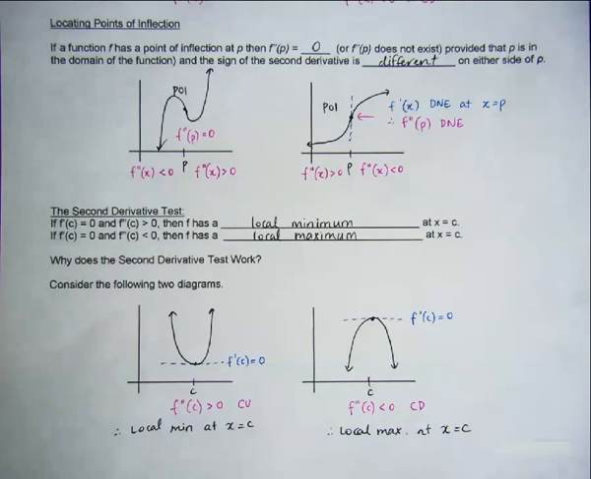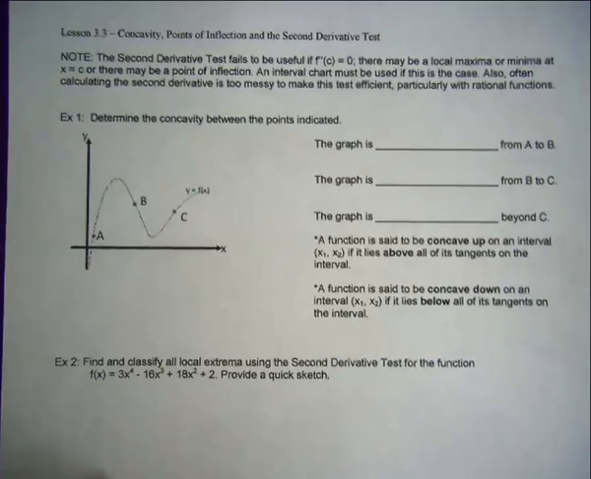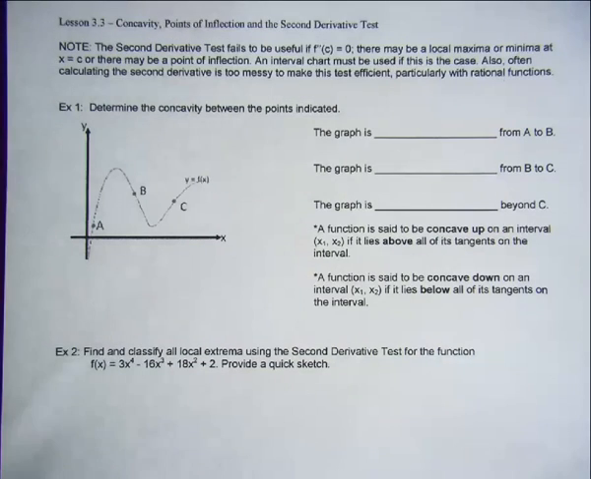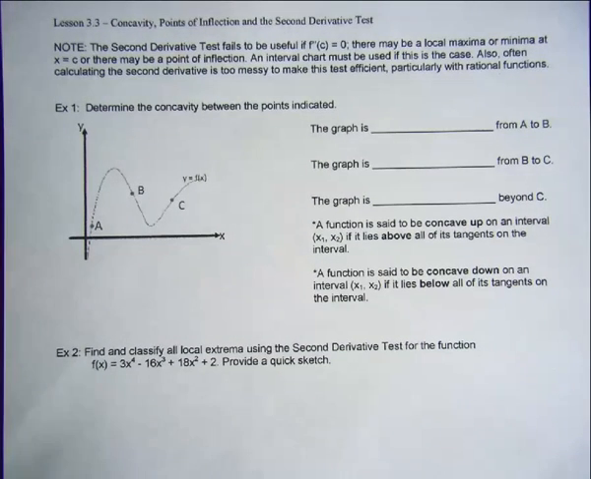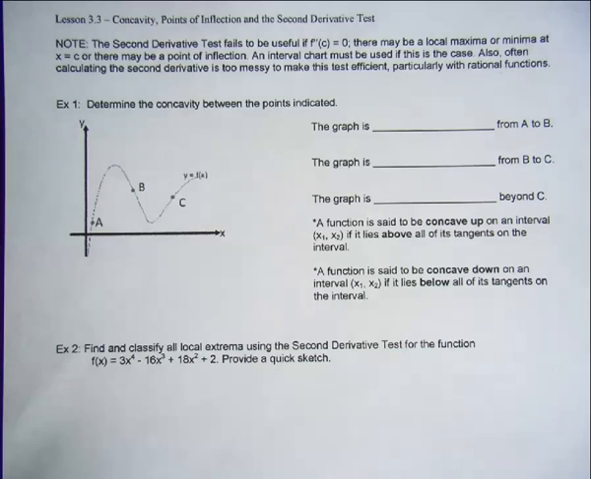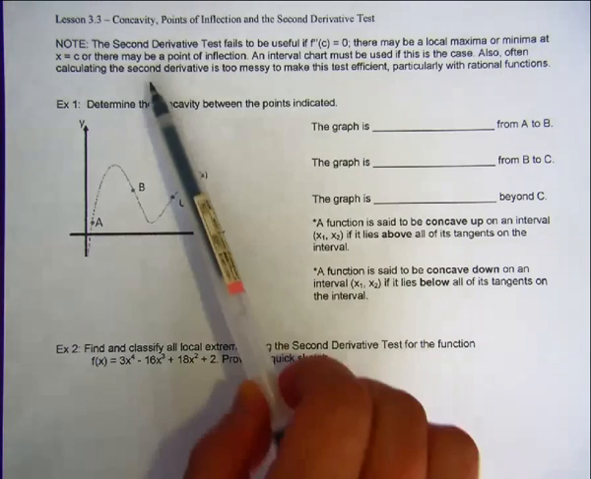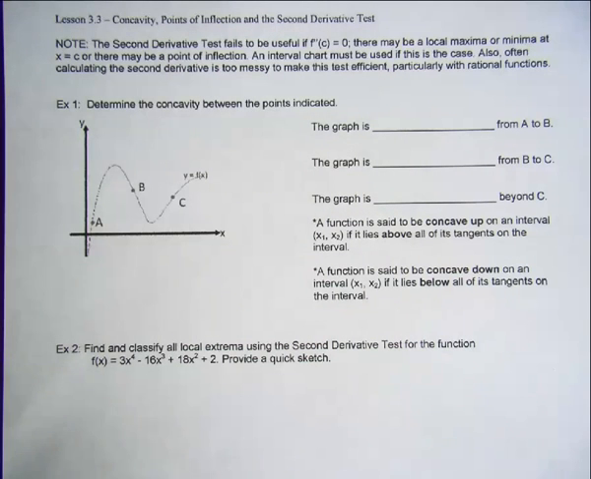Okay, so if we move on to the next page, we'll see that there is a condition for the second derivative test. We can't use the second derivative test if the second derivative itself is equal to 0. Because in that case, there could be local extrema at x equals c, or there could be a point of inflection. So in order to figure out which one it is, you have to create an interval chart. And as it points out in the notes, sometimes the second derivative might be a little bit too messy to calculate, for example, if you're starting with a rational function, so you might not always want to use the second derivative test.